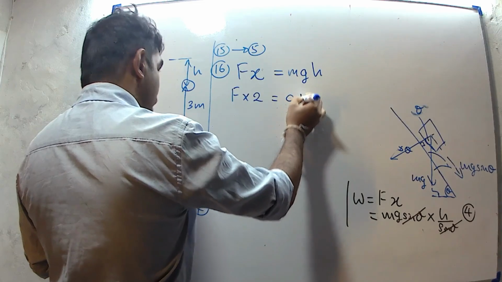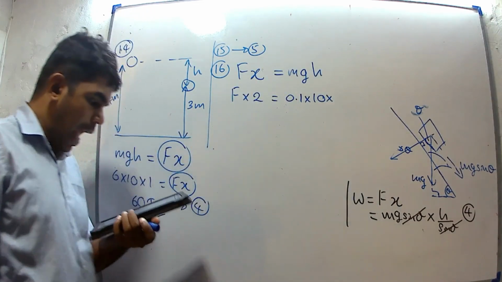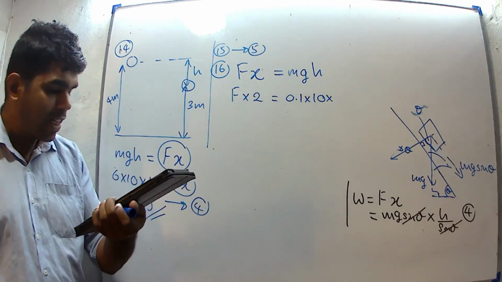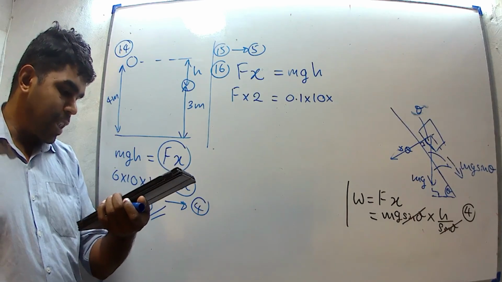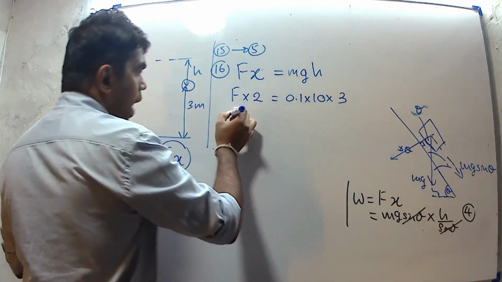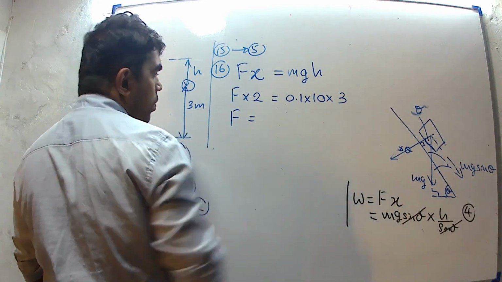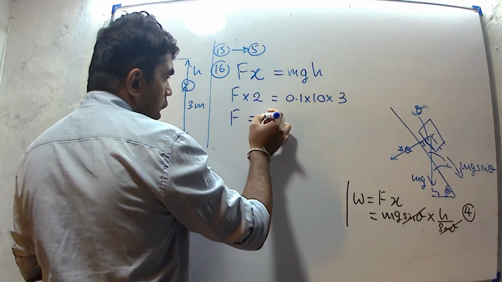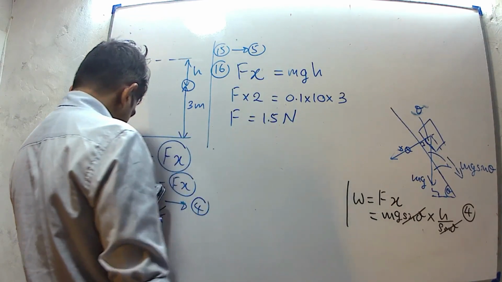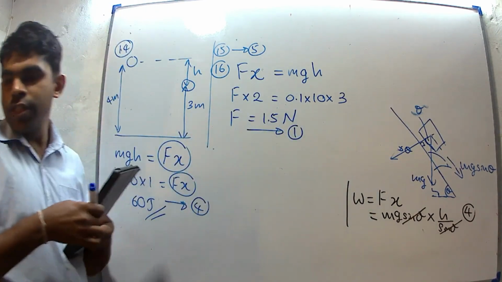Mass 0.1, g 10, h is the height difference. In the vacuum, the maximum height is 5 meters. In the air, the maximum height is 2 meters. Then the difference is 3. We can find its value: 10 into 3, 30, into 0.1, 3, divided by 2, 1.5 Newton. Then the answer is 1 for question number 16.